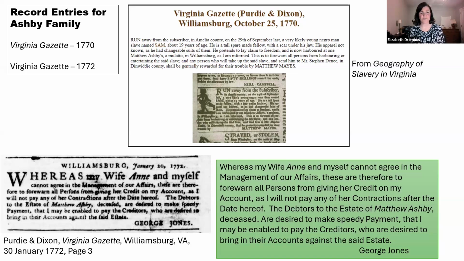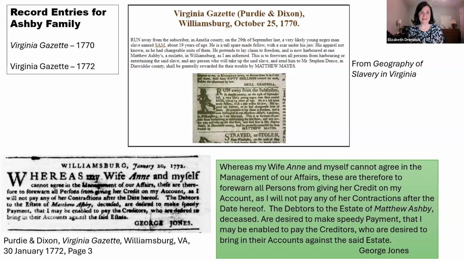And then the ad states that he pretends to lay claim to freedom and is now harbored at one Matthew Ashby's in Williamsburg. So this raises a whole lot of questions about who Sam is, how people in Amelia County might know to go to Matthew Ashby's house. Is this the first time that Matthew Ashby is kind of a safe house for people to get to? Matthew Ashby was a free man of color in Williamsburg. He's well known throughout the city. And so I have so many questions about all of this.